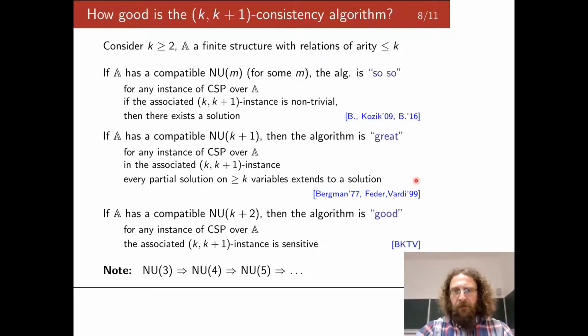The great part has a converse, namely, if we have a template A such that the algorithm performs great, then necessarily A must have a compatible near unanimity operation of arity k plus 1. The condition for so-so-ness can be weakened, and then we also have a matching converse. We do not have a converse result to the good part, unfortunately.